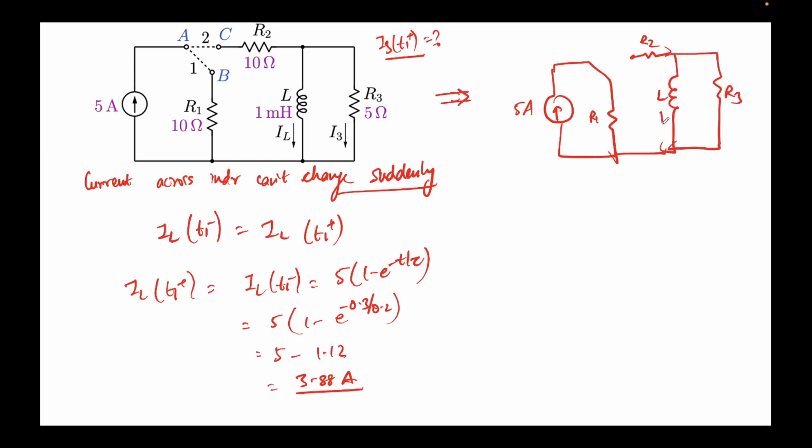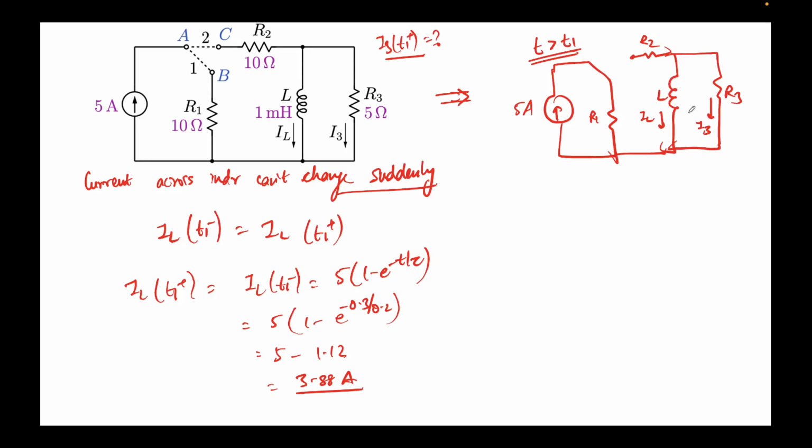So the current flowing here is nothing but IL. Current flowing here is nothing but I3. So no current can flow here. You can clearly see this is a resistor. No current can flow over here. And this is the circuit that we have drawn for t greater than T1. This is how the circuit will look like, right?